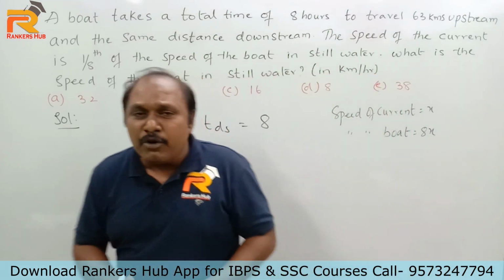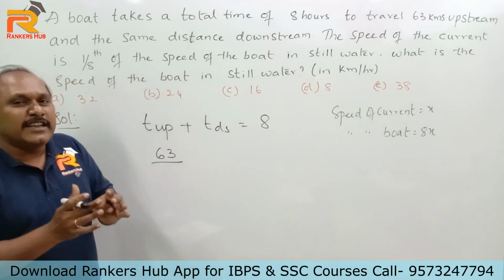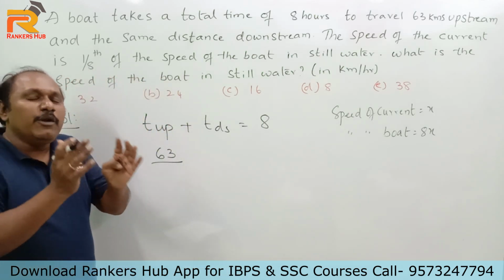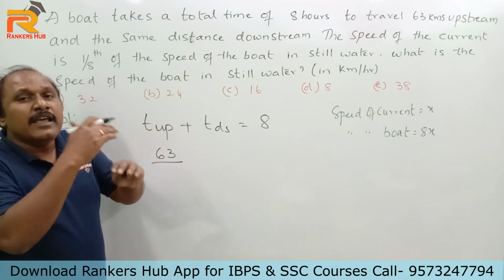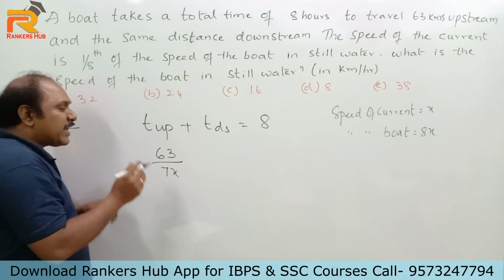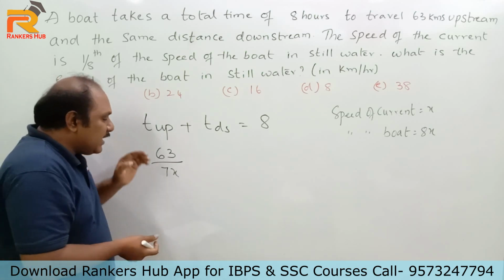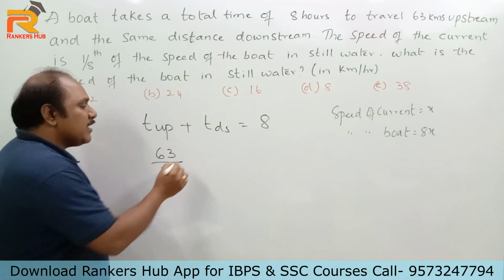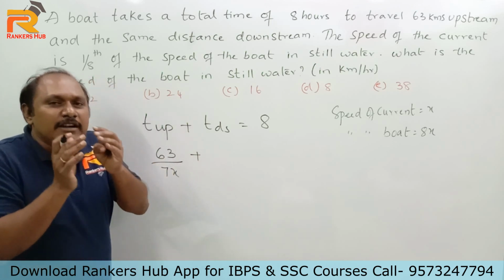So if the speed of the boat is 8x and the speed of the stream is x, then what will be the speed of the boat upstream? 8x minus x, that is 7x. So the time taken to travel upstream will be 63 by 7x plus the time taken to travel downstream.